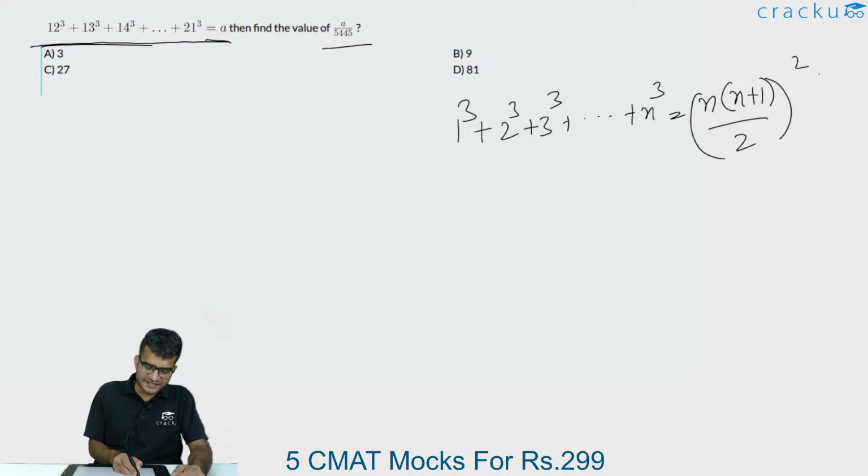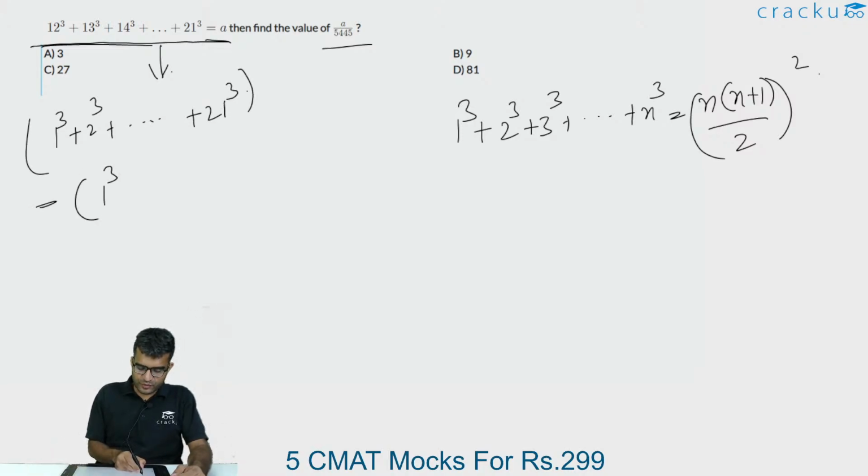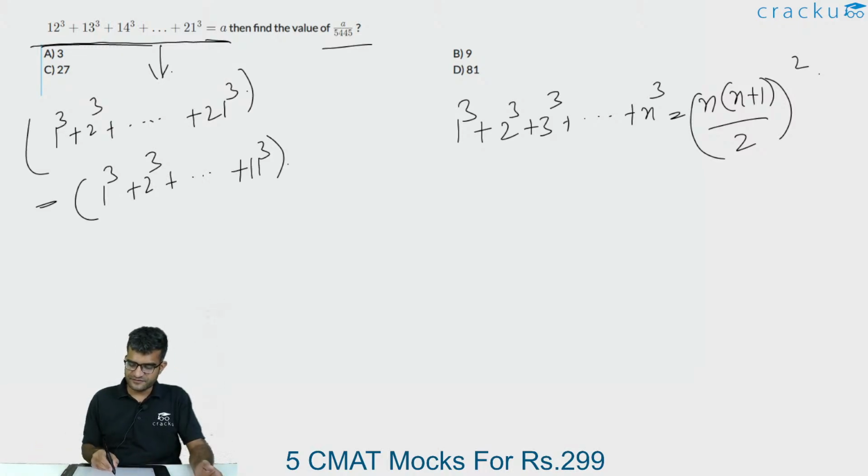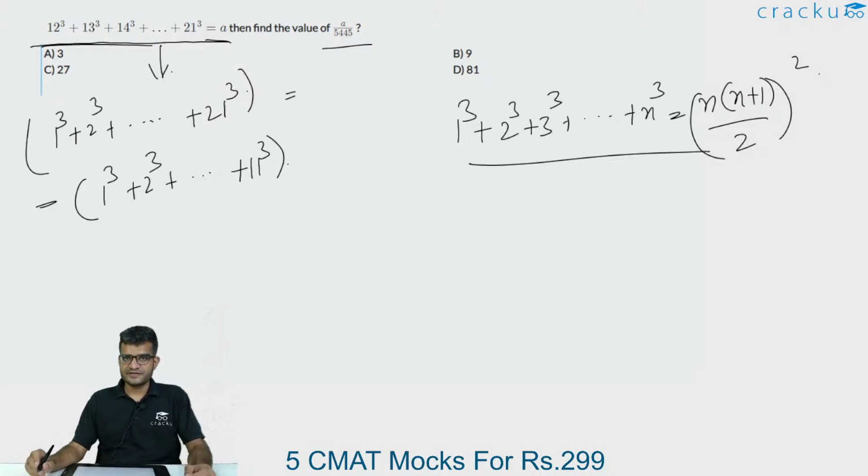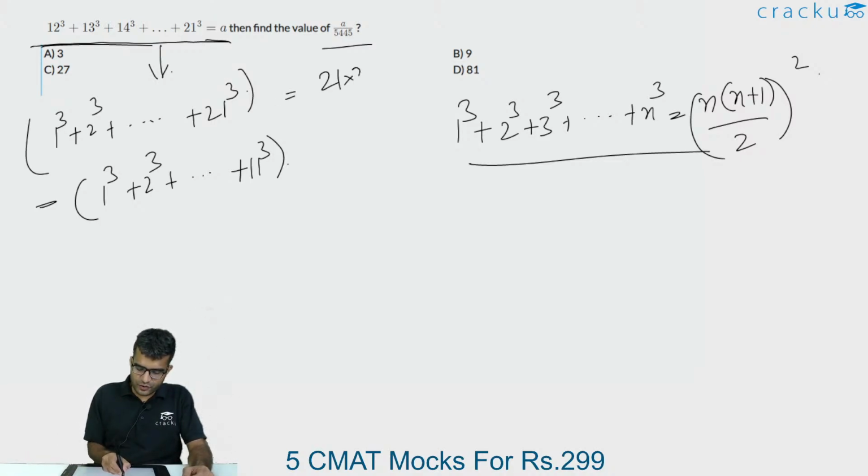We can express this sum as 1 cube plus 2 cube plus dot dot dot till 21 cube minus 1 cube plus 2 cube plus dot dot dot till 11 cube, because this way we can calculate the answer quite easily using this formula alone. What is the value of the cubes of the first 21 natural numbers? This will be 21 into 22 divided by 2 whole square.